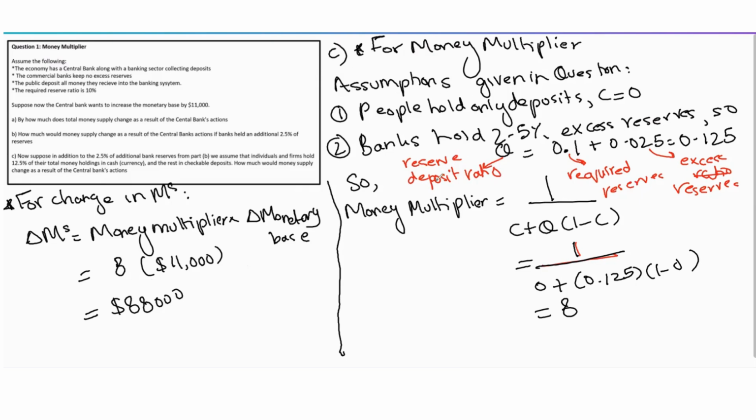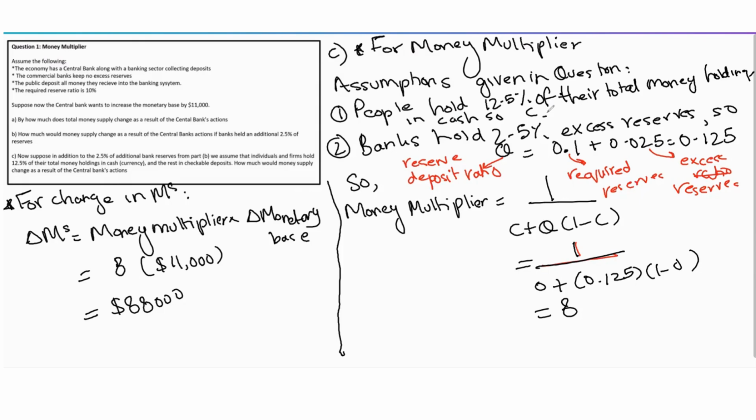In part C, the assumption given in the question is now different. The first assumption is also different. Here we are assuming that people hold 12.5% of their total money holdings in cash. So C is 12.5% in this case, right? It's no longer 0. In the first two examples, it was 0. Because remember, C tells us how much of your total money demand you keep in the form of cash.